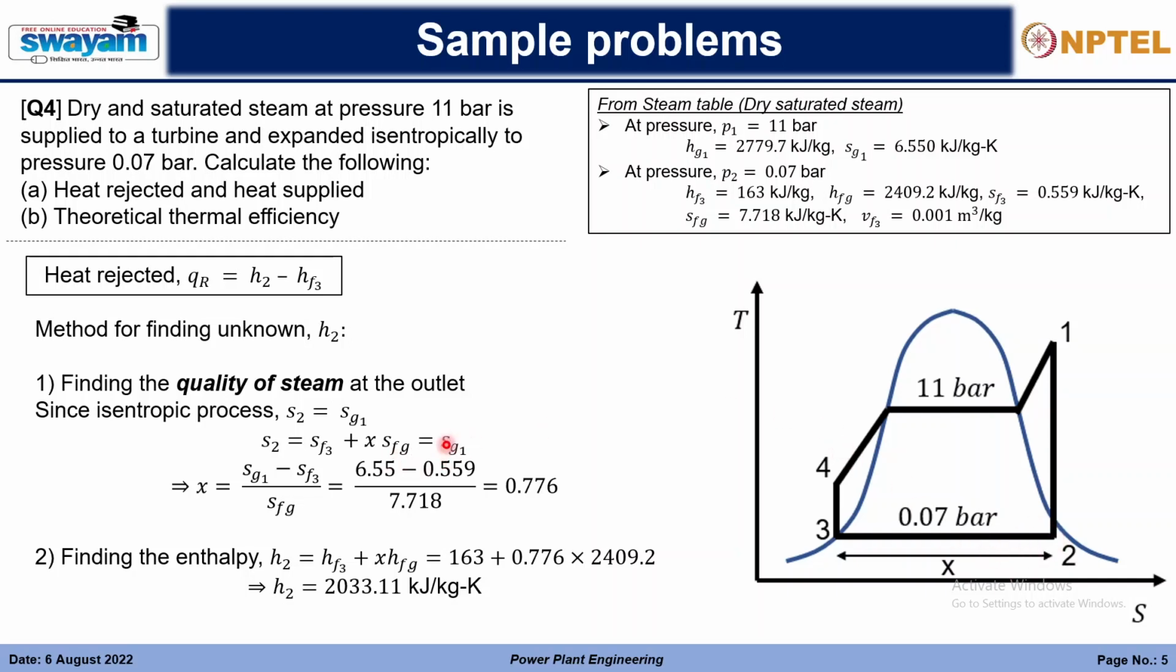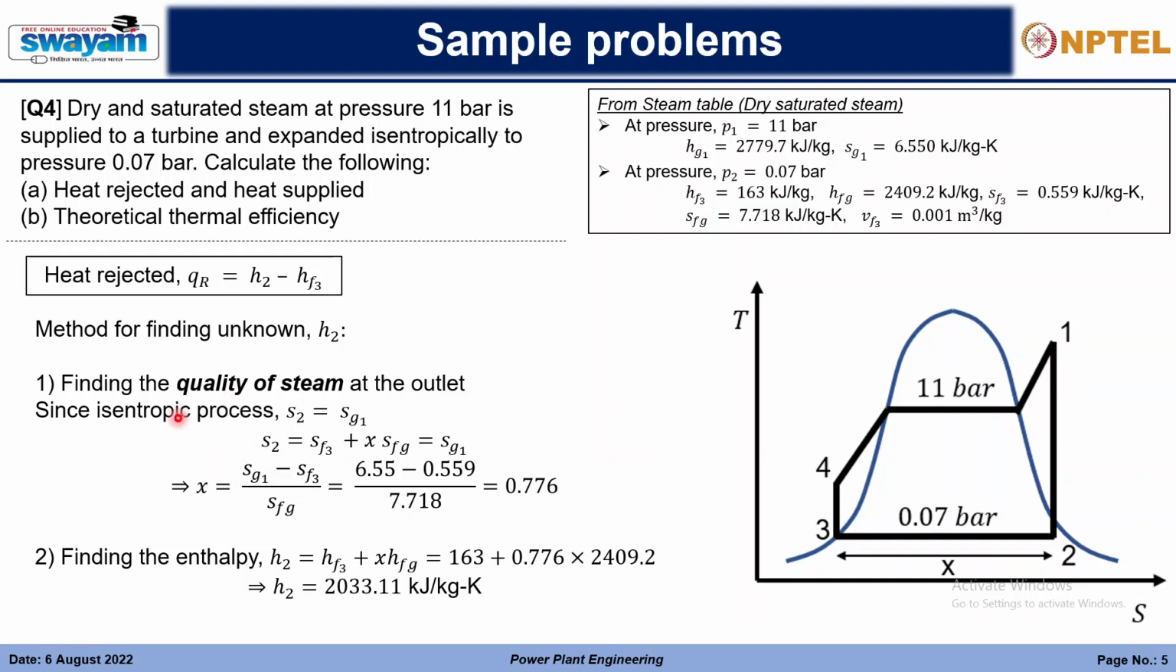So from that we will get the entropy, and we know the values of Sf3 and Sfg. We just do not know the value of x. So equating this with Sg1, we will get x as 0.776. So this is the process generally applied, and you will also find it applicable in other gas turbines and everything. So this is a very normal process, and it is mostly applied in all these thermodynamic cycles. It is a very good trick, and you can use that to solve the problems related to that.